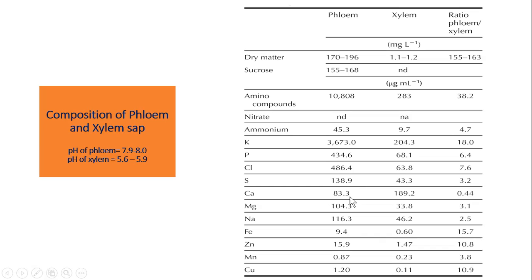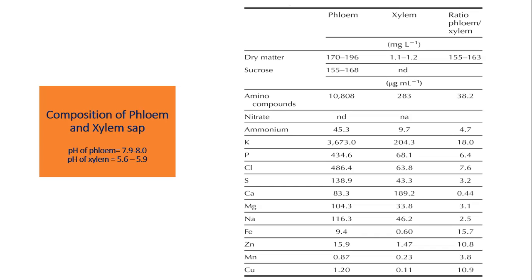sulfur, calcium. Now calcium is perhaps the only inorganic ion which is more in the xylem sap as compared to the phloem. The reason might be that there is an apoplastic movement of calcium into the xylem, and that makes it a very high concentration in the xylem. And the mobility of calcium is very low. The mobility of calcium in the phloem is very low.